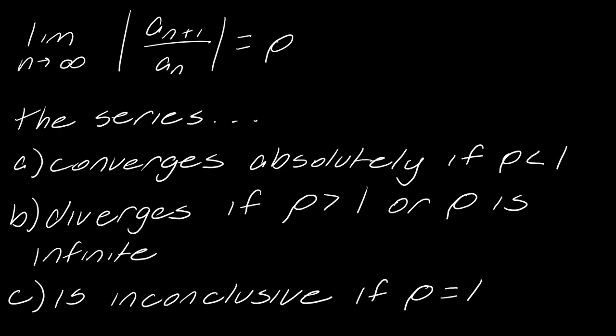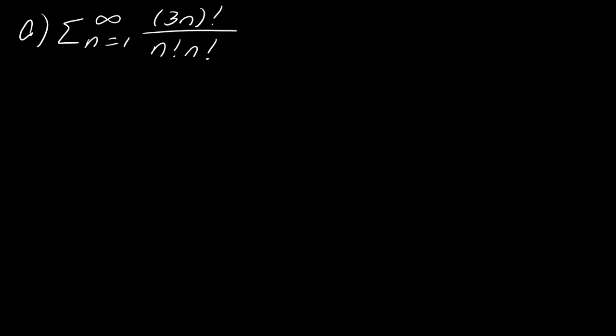So anyways, we compute this, and if rho is less than 1, the series converges absolutely. If rho is greater than 1 or infinite, then we say that the series diverges. And if rho equals 1, then the test is inconclusive and you have to think of something else to do. So let's go ahead and just apply this.